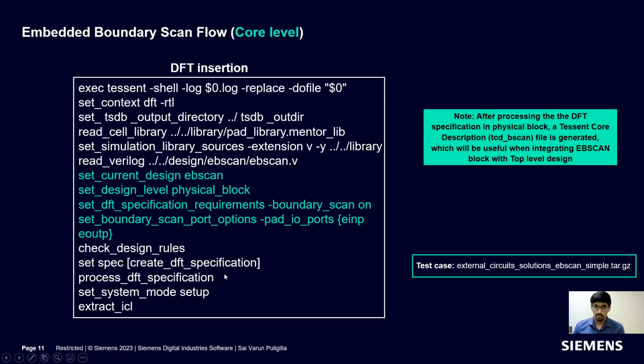After processing, we can find all those newly inserted DFT design, patterns, instruments, all these things in the Tessent Shell database output directory. It is important to make sure we have the TCT BScan file, because that can be used to map to the top level while we insert the boundary scan.